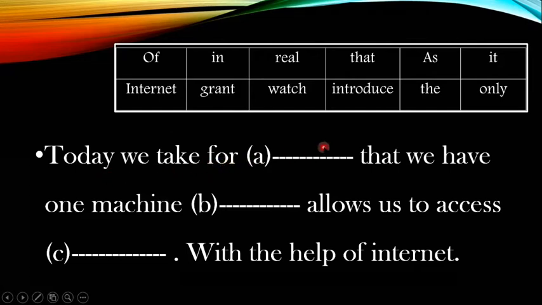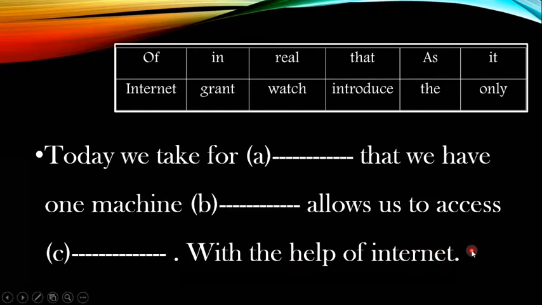Today we take for dash that we have one machine. Dash allows us to access dash. Today we take for what? We take something which is very common for us. Usually we get that we have one machine. That one machine dash allows us. One machine allows us some access to something. Access to what? With the help of internet.